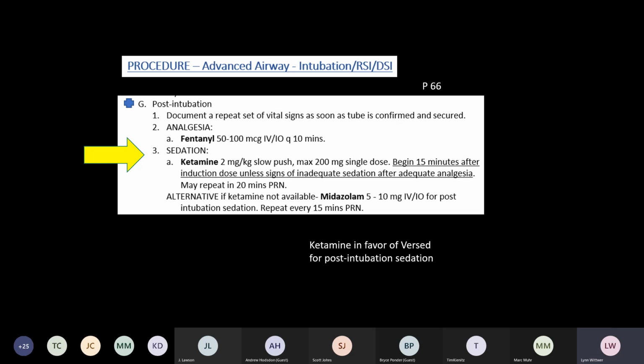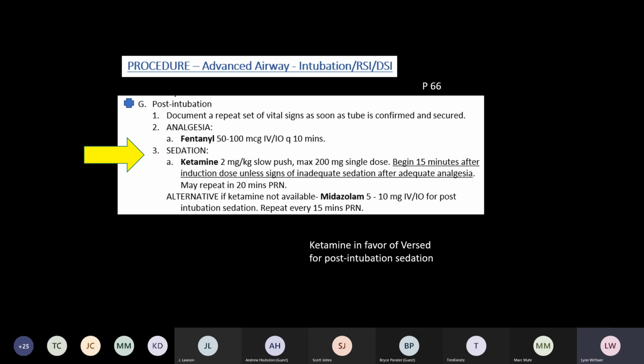If you used ketamine for induction, we'd have you go to 2 milligrams per kilo slow push, in other words, basically an induction dose, beginning about 15 minutes after you had given the initial ketamine. Now, if you hadn't used ketamine for induction, you could still use ketamine at that level, beginning about 15 minutes after you've given some fentanyl. Obviously, if the patient is bucking the tube and showing signs that they really are light, then definitely you can give the ketamine. But don't forget, we definitely want you to get the fentanyl into the person first.